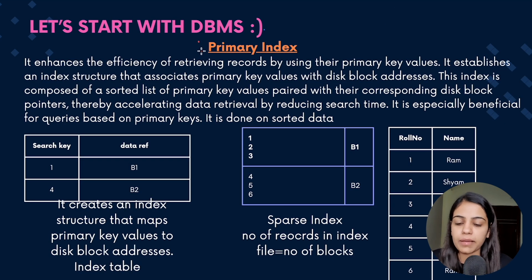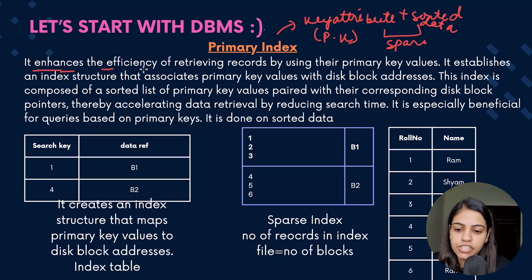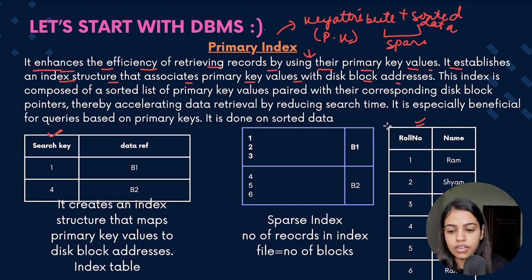So let's learn about primary index. It enhances the efficiency of retrieving records by using their primary key values. So here we use the primary key values of the given records. It establishes an index structure that associates primary key values with the disk block address. Here this is the index structure where we provide the primary key of this particular table. Consider this is roll number, so roll number would be an index, and here we provide the pointers to where that data is stored in the hard disk or in these particular blocks.